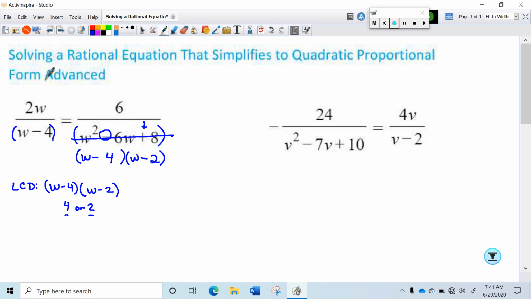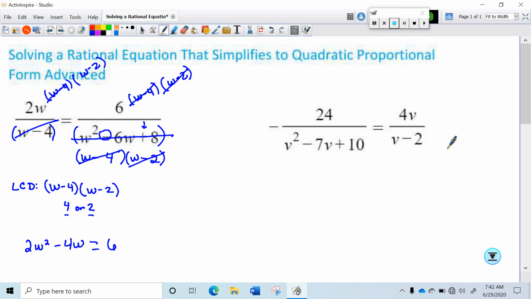So I'm going to take this LCD with each term. W minus 4 times W minus 2, sorry about that. W minus 4 times W minus 2. If it's the same on the top as the bottom, they cancel. So 2W times W is 2W squared. 2W times negative 2 is a negative 4W. Then I've got an equal sign. W minus 4 on the top cancels with W minus 4 on the bottom. W minus 2 on the top cancels with W minus 2 on the bottom. So I've just got a 6 left there.